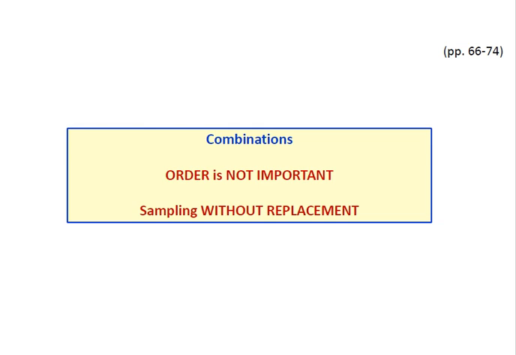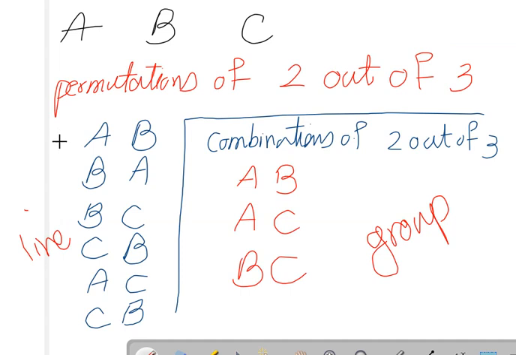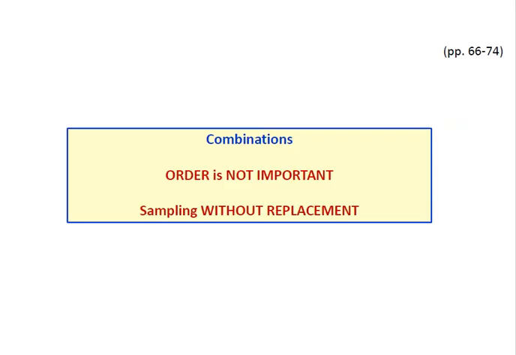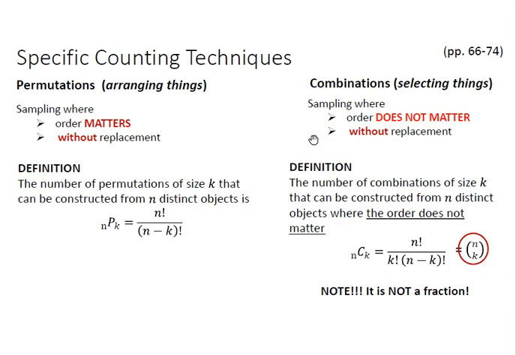Now we are going to see that we can obtain the number of these permutations and combinations from the formula. So look at the formula again. n factorial over n minus k factorial.